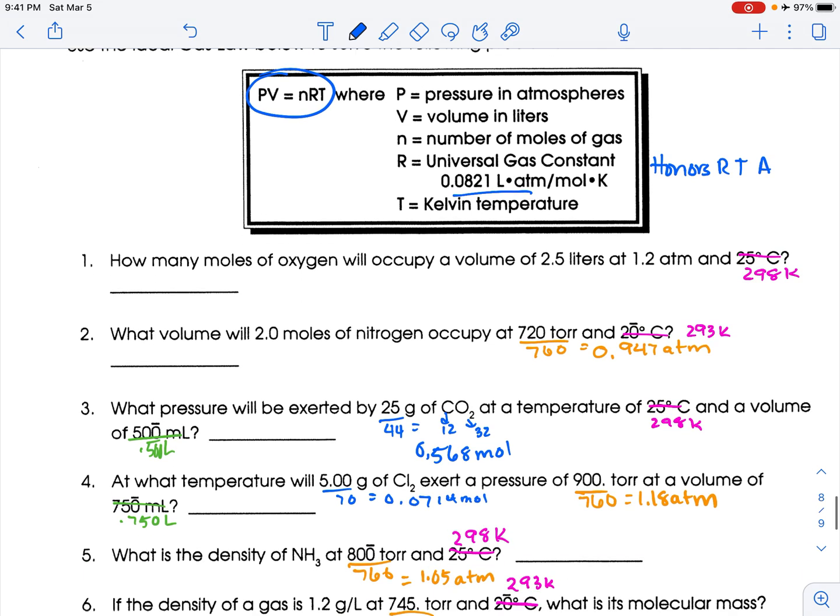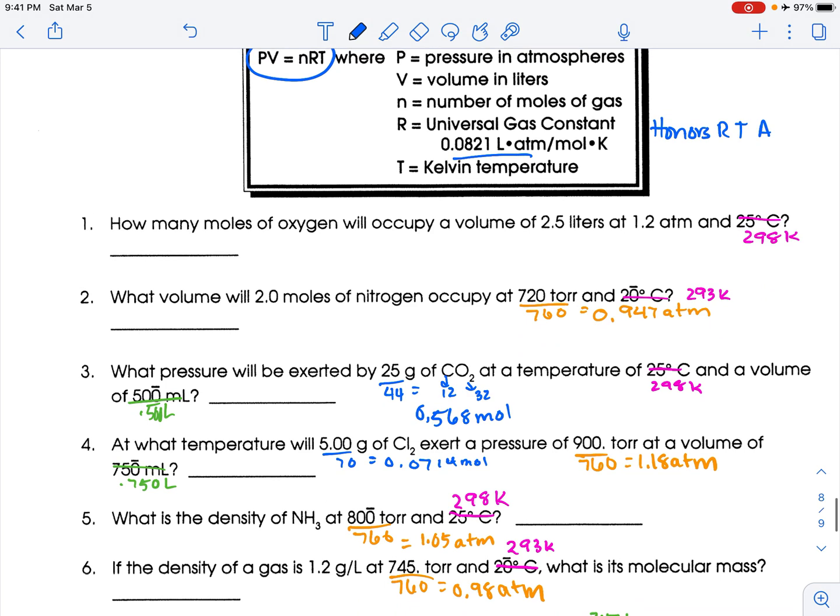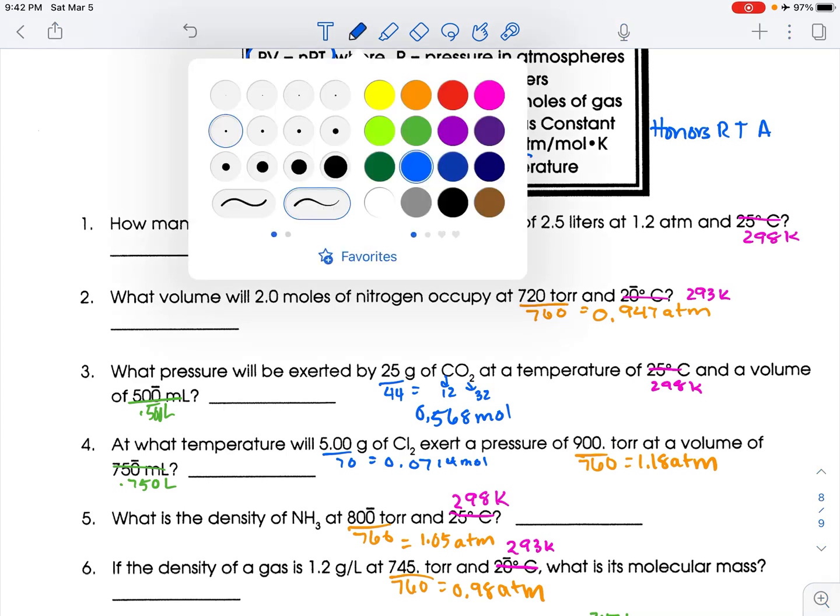So the first thing I did was go through, because this sheet was a pain. It gave me all the temperatures in degrees Celsius, so I had to change those to Kelvin. It gave me pressures in torr, so I had to make those atmospheres. We'll take care of 3 and 4 in a moment, but let's just go to the beginning here.